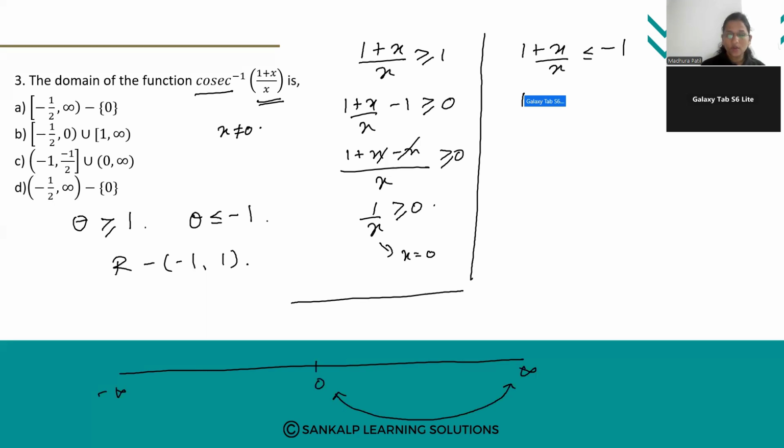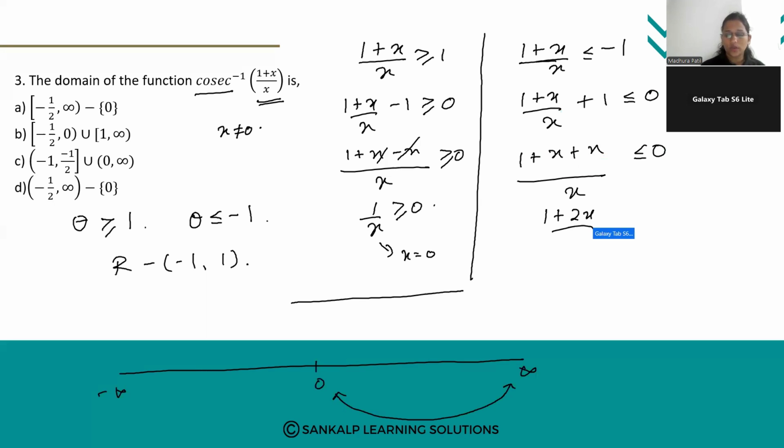Here I have (1 plus x) divided by x. If I add 1 on both sides, I will get 1 plus (1 plus x) by x. Again the LCM is x, so I will get x plus x, which is 2x. Now if I divide each term by the denominator, I'll get 1 plus, and x cancels, so here I'll get plus 2. Or if I subtract 2 on both sides, I will get minus 2.